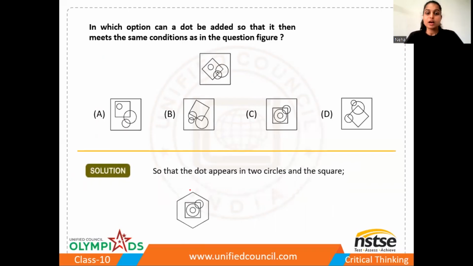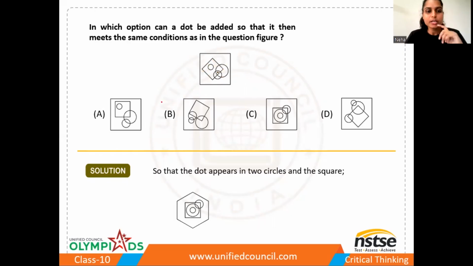The next one. Alright, so in the next question, what they are saying is in which option can a dot be added so that it then meets the same condition as in the question figure. So just look at the question figure very carefully because this question belongs to the dot equation, right? If you are preparing for NTSE, then you must know what is dot equation. So in this diagram, as we can see that this dot is inside the bigger circle, the smaller circle, and the square, right? But the smaller circle is outside.